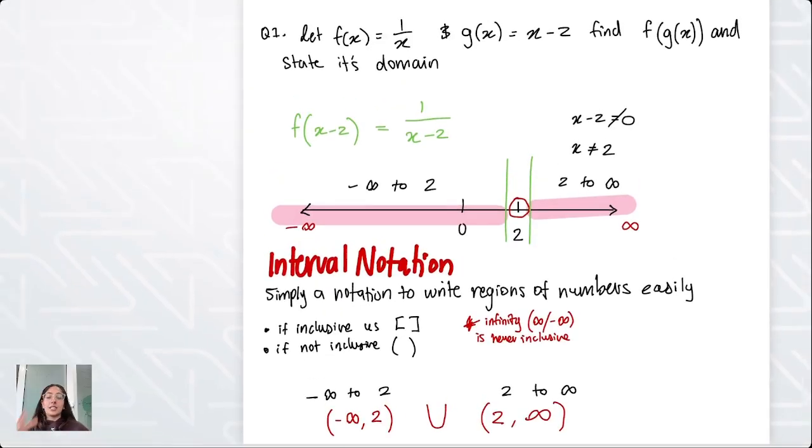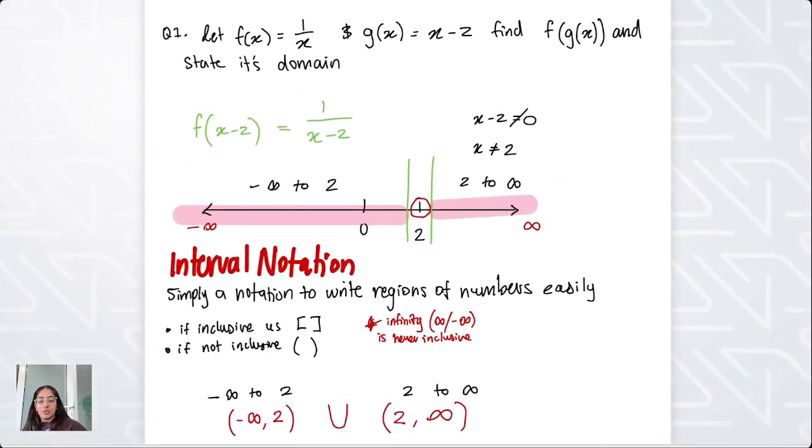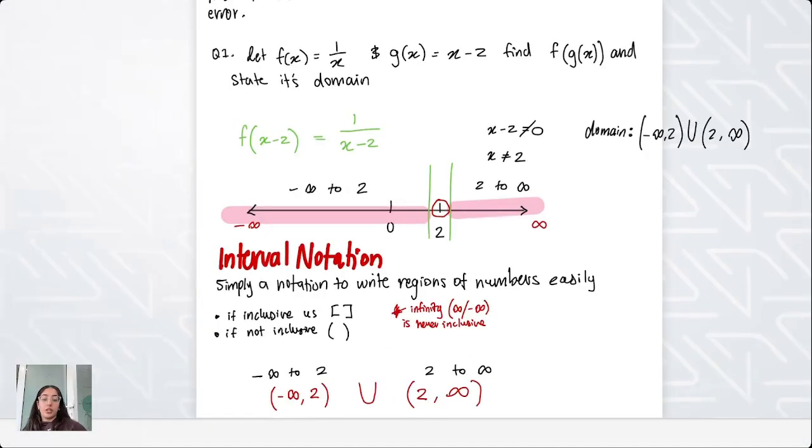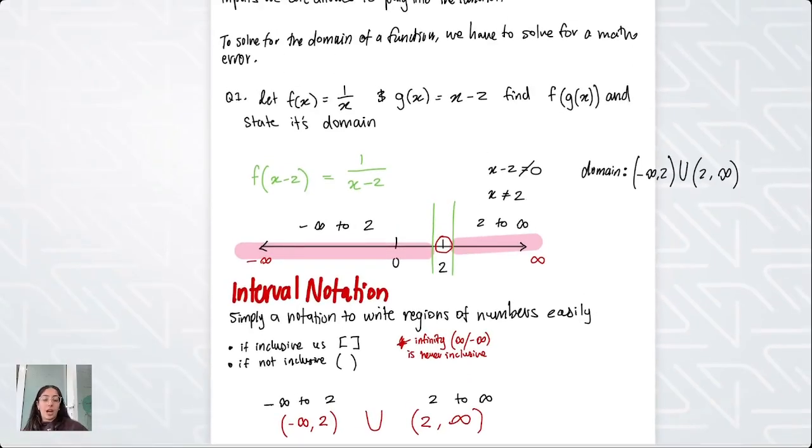So my answer to this question would simply be domain colon, and then negative infinity to 2, union 2 to infinity. If you're ever confused about how to write the range, i.e. which number should I put first, just think about where the number goes on a number line.